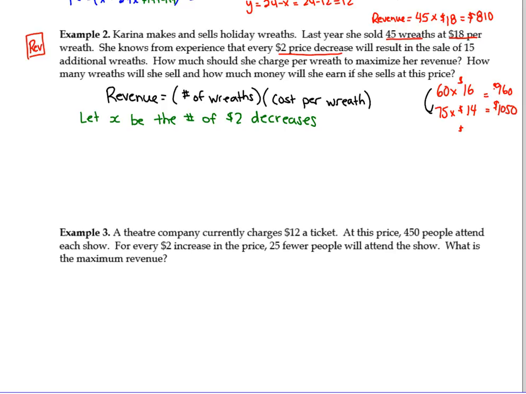Okay, so in the very first one here, how many times did I decrease by $2? Once, right? Because it just went down $2. How many times did I decrease by $2 to go from 18 to 14? Twice, okay? So revenue equals the number of wreaths for every $2 decrease. What did we do to our number of wreaths? You add 15. So we had initially 45, and we're going to add 15 for each x, for each time we decrease the price $2.